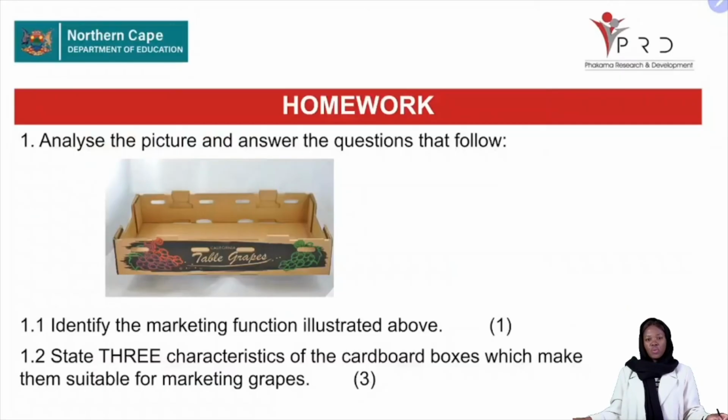Now, 1.1, identify the marketing function illustrated above or shown by the picture. 1.2, state 3 characteristics of the cardboard boxes which make them suitable for marketing grades. So here's your homework.